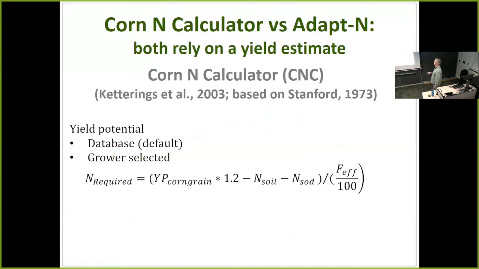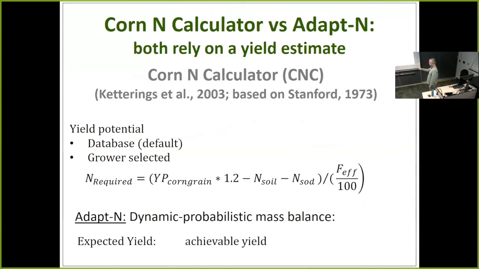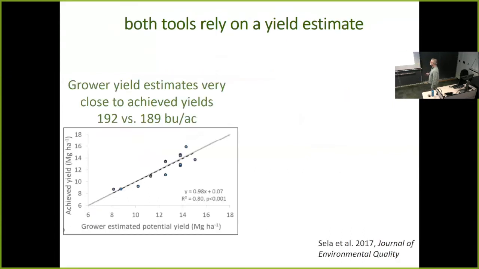A few words about the CNC. It's a static tool. Basically, it's a factor which multiplies by the yield and some correction for the soil and the efficiency of drainage in a location. And we compare it to the AdaptN tool. So both of the tools rely on yield input, okay? So this is very important.